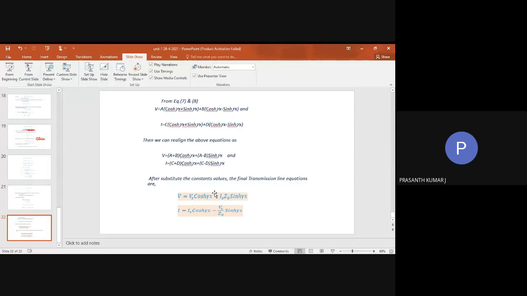So I think you have followed all these three topics that have been covered today. First one is types of transmission lines. Second one is what are primary constants and what are secondary constants for a transmission line. And then I have also explained what are transmission line equations.